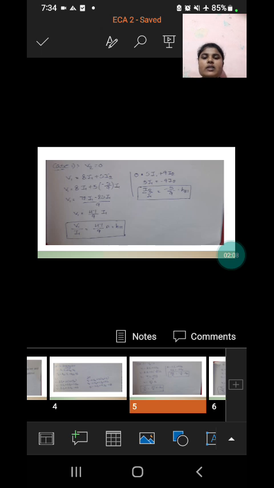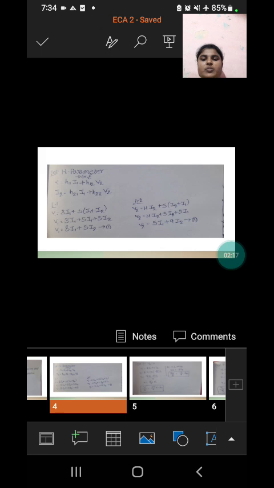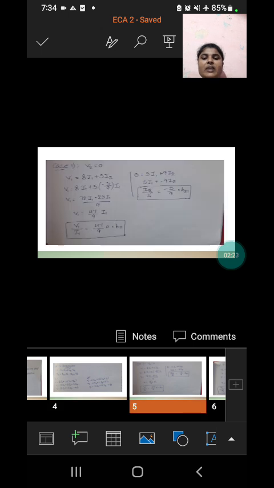In H parameter, case 1, we consider V2 equals 0. In that case, V1 equals 8 I1 plus 5 I2 remains the same, but V2 we consider 0. That's why 0 equals 5 I1 plus 9 I2. So 5 I1 equals minus 9 I2. Dividing I2 by I1 equals minus 5 by 9, which is considered as H21.